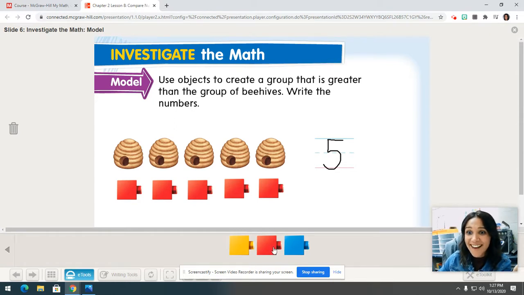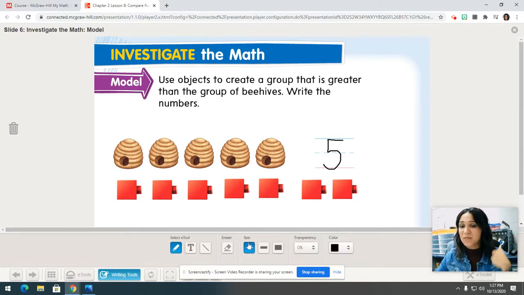Add red cubes. Good. Okay, well, 1, 2, 3, 4, 5, 6. 5 plus 1 more makes 6, which is greater than. Let's add 1 more. Okay, help me count how many cubes we have. 1, 2, 3, 4, 5, 6, 7. We have 7 red cubes now. When we write 7, we say slide to the right and slide it down. Can you say that with me? Slide to the right and slide it down.